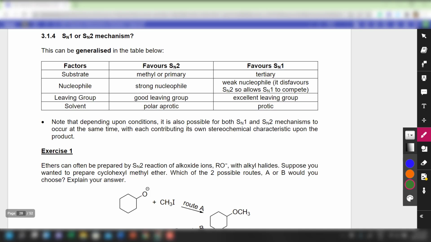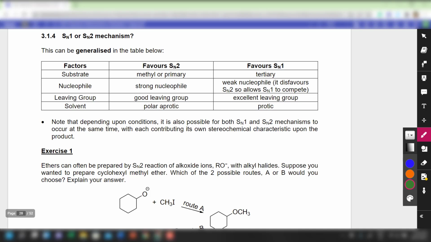Just to remind you, we cannot just look at a reaction and say for sure that this has to be SN1 or this has to be SN2. This is impossible. We have to have experiments to support our claim. But we are able to say what factors favor SN2. For example, the substrate will be primary or methyl. We need a strong nucleophile, a good leaving group, and polar aprotic solvents.